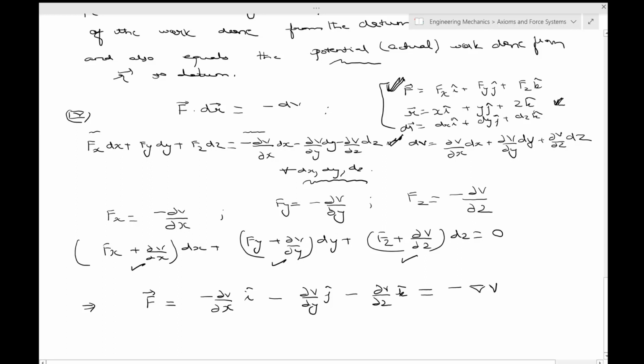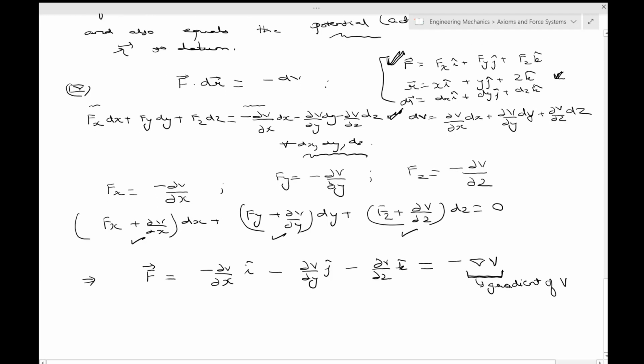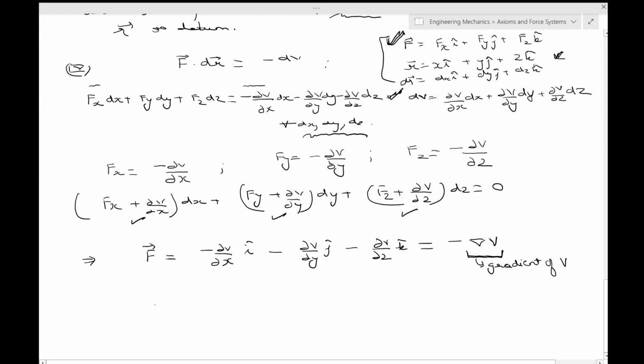Now this is called the gradient of V, without the minus sign. This is called the gradient of V. So this implies that the gradient of V is actually equal to dou V by dou x into i hat plus dou V by dou y into j hat plus dou V by dou z into k hat.